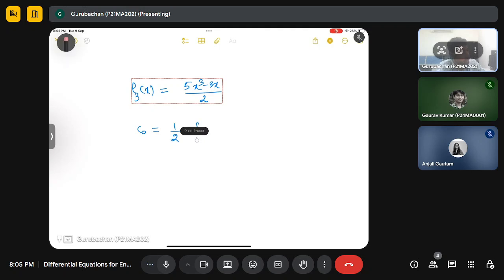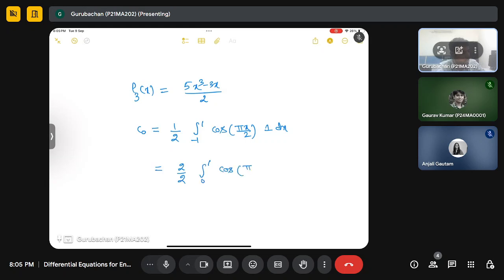The integral from -1 to 1. And what was our function? Our function was cos(πx/2). So cos(πx/2) into 1 dx. If you observe here, this is an even function. So you have to integrate 2 times from 0 to 1 of cos(πx/2) dx.